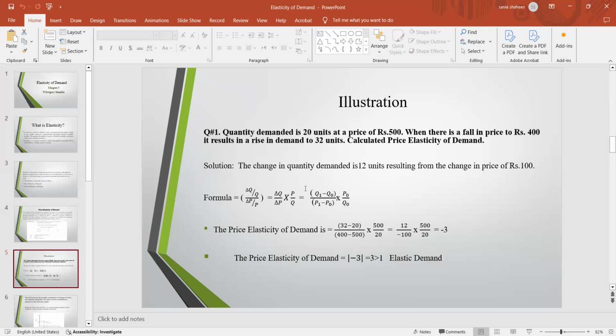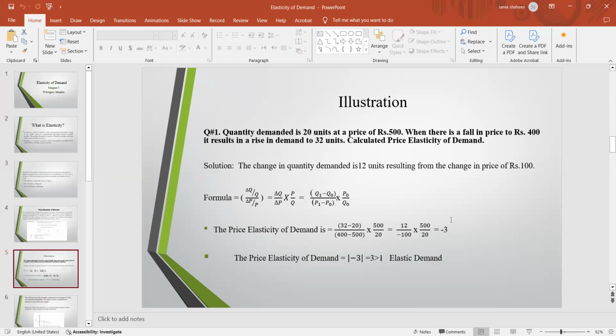So our Q1, which is the current quantity demanded, is 32 units, and the initial quantity demanded is 20 units. Because the price was falling in this example from 500 to 400 rupees, P1 is 400 and P naught is 500, the initial price level, and the initial quantity is 20. So when we calculate it, our answer is equal to -3.